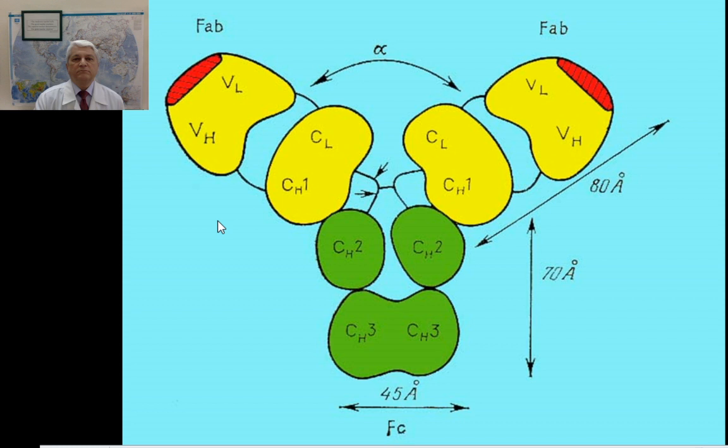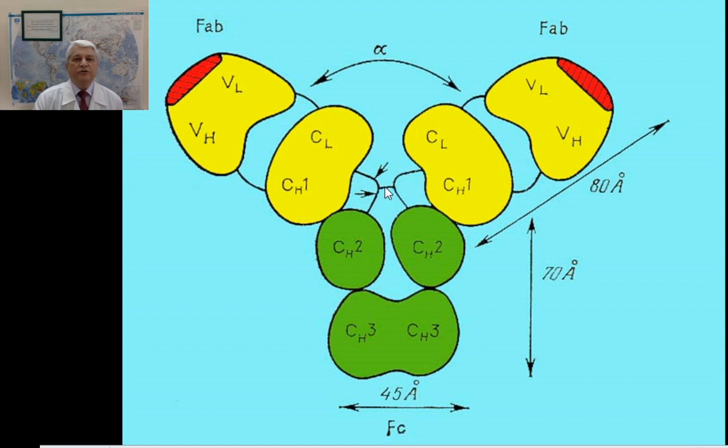Let's look at the different colors. What is shown by red color? It is understandable. This is the antigen binding site here and the antigen binding site here. What is shown by yellow color? The FAB fragment and the second FAB fragment, antigen binding. What is shown by green color? Also it is clear, it is the FC fragment. FC part of the molecule of immunoglobulins. This is the hinge region.